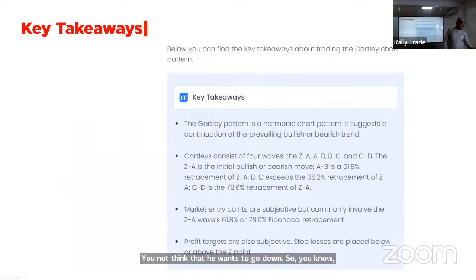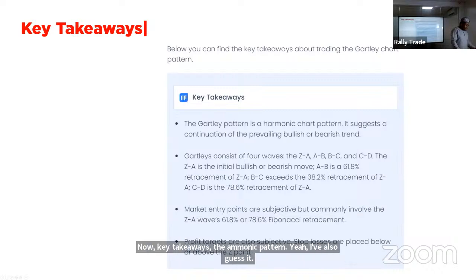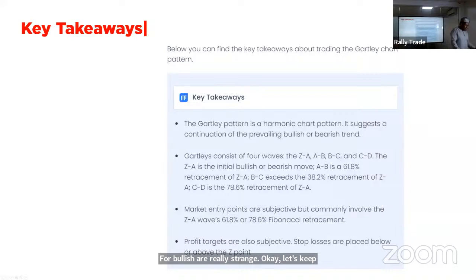Okay. Now, key takeaways. The pattern is a harmonic pattern, which of course suggests a continuation for a prevailing bullish or bearish trend. Market entry points are subjective, and of course, profit targets are also subjective.